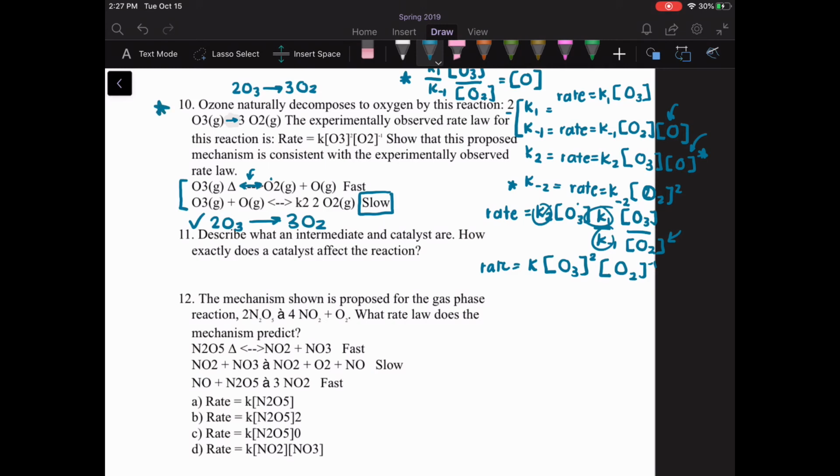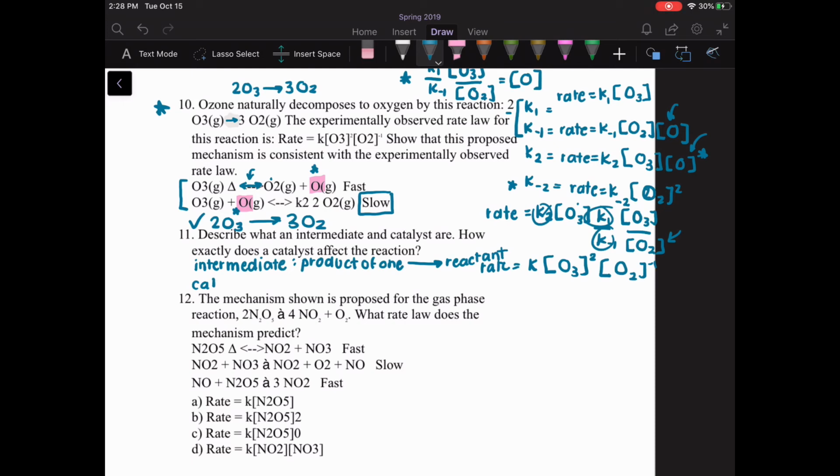So describe what an intermediate and a catalyst are. How exactly does a catalyst affect the reaction? So the way I like to go about it is an intermediate is something that is formed by one reaction and used up by another. So it's a product of one and then used up immediately after. For example, if I go back to this number 10, I see this right here. It appears as a product in this first equation. And then in the next step, it's used up as a reactant. So that's an intermediate, okay?